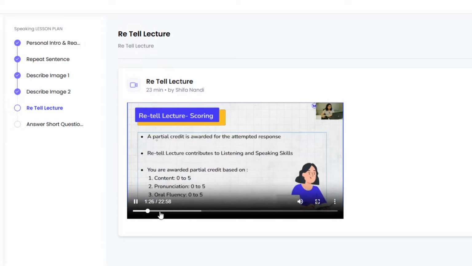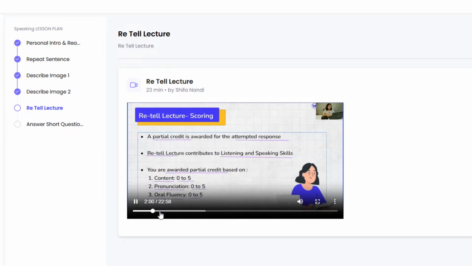Let's understand the scoring pattern. There is a partial credit awarded on the basis of the attempted response. Retell lecture contributes to your listening and speaking skills because you need to listen to an audio prompt and then respond to it. You are awarded partial credit on the basis of 3 parameters, which is content, pronunciation, and oral fluency. Now, in the area of content, you are given a score in the range of 0 to 5. For pronunciation and oral fluency also, it is 0 to 5.